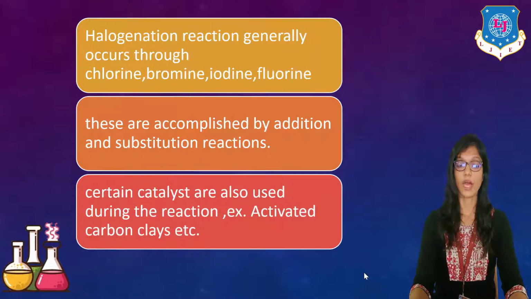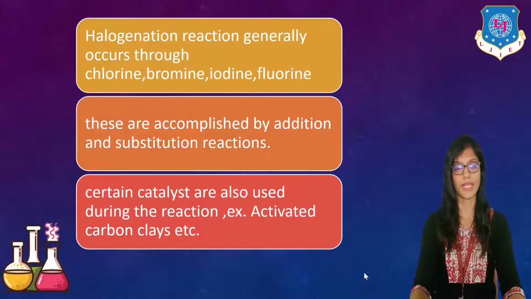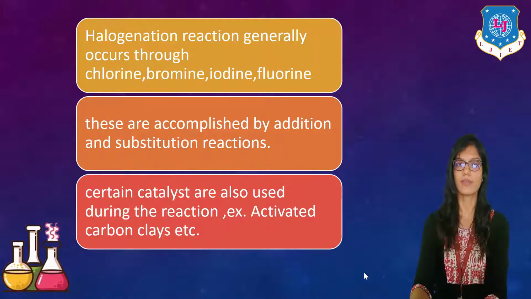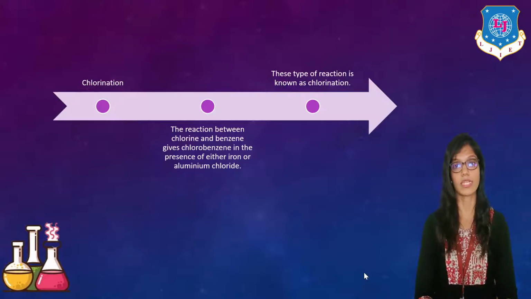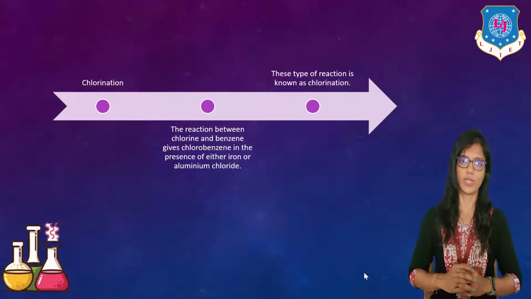Certain catalysts are also used during the reaction, for example activated carbon, clays, etc. They play a very important role as catalysts during halogenations. Now let's begin with the first halogenation reaction along with its mechanism and examples. First will be chlorination.